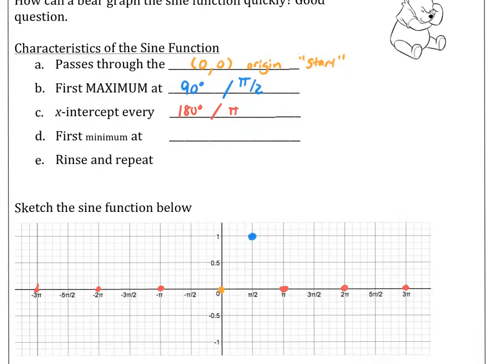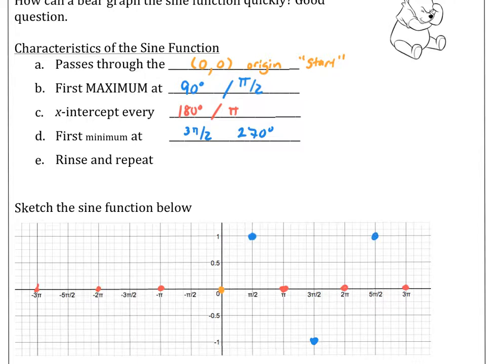Next, our first minimum occurs, so our trough goes here, comes down, and notice it's going to be right there at 3 pi over 2. And 3 pi over 2 is the same as 270 degrees, and it drops down. Notice that the lowest it gets is negative 1.